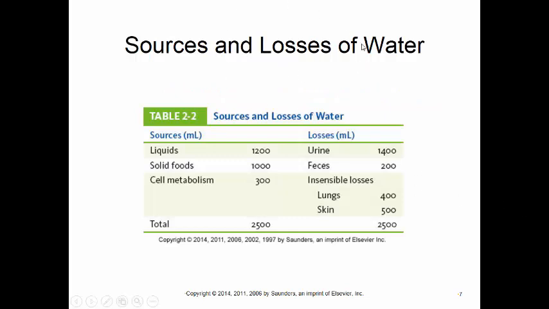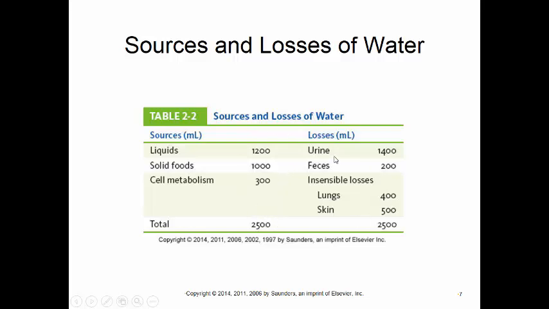Okay, sources and losses of water. The major sources of water are the liquids that we ingest: the coffee, the water, the drinks, soda. All those have water in them. Then we also get a good bit from our solid foods because our foods are typically moist. And we also make some water through cellular respiration and cell metabolism. We make about 300 milliliters, and that's a total of about 2,500.